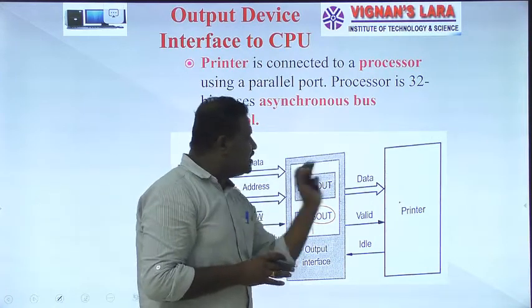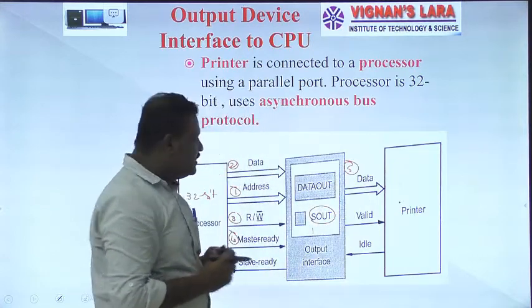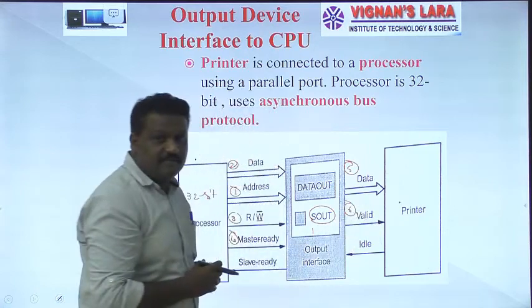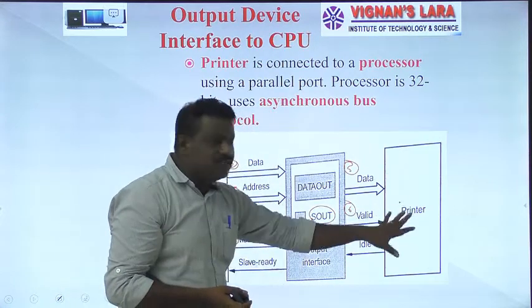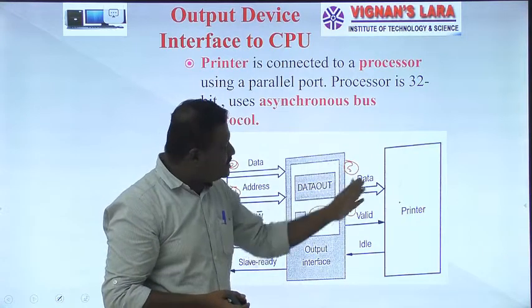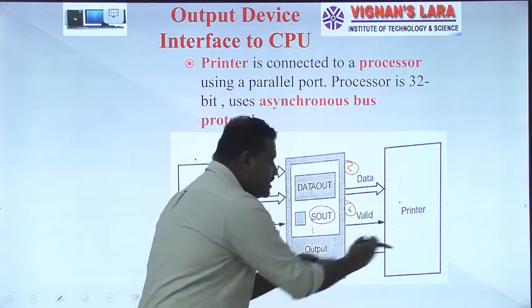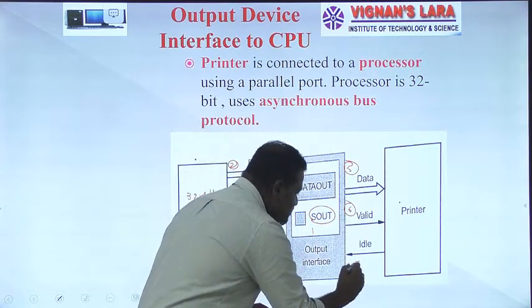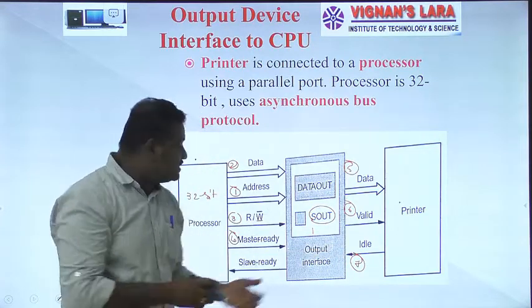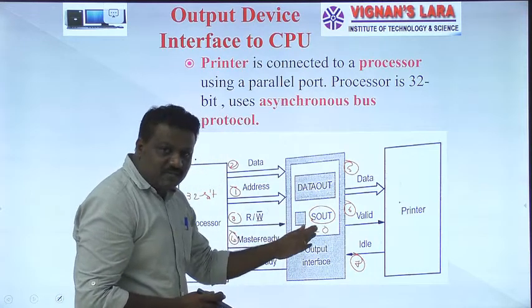Then it will place the data onto the data lines as a fifth operation. Then it will inform the printer by sending the valid signal. Once it receives the valid signal, the printer collects the data over these lines. Once it receives the data, it will print it, and it is ready to receive one more data. What it does is, it will send back an idle signal as the seventh step. Once it sends back the idle signal, that means your SOut is made 0. Once SOut is made 0, what's the meaning of that?